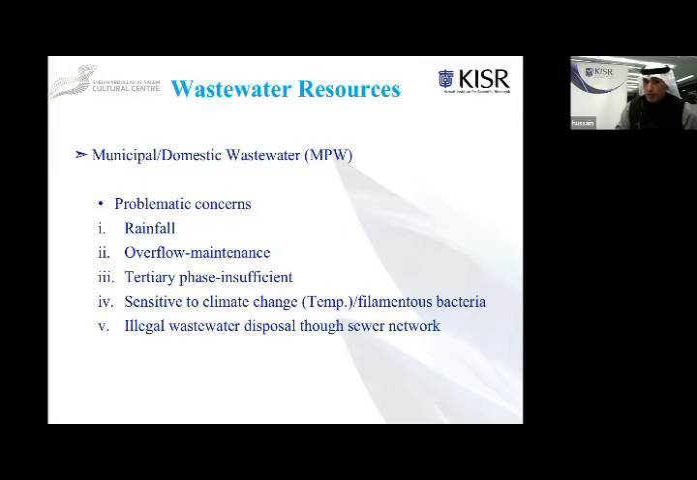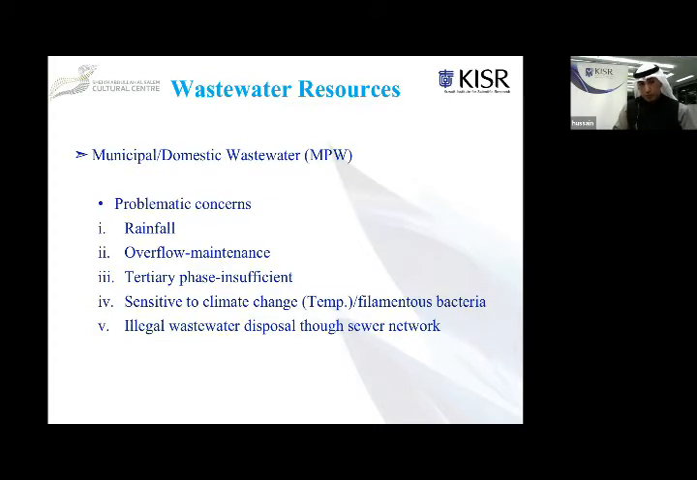Another major issue is maintenance. Sometimes we don't have any backup, so if you have maintenance at the treatment plant, that will force you to stop the treatment process maybe for a day or two, and will overflow the treatment plant, and somehow it could be bypassed without treatment.